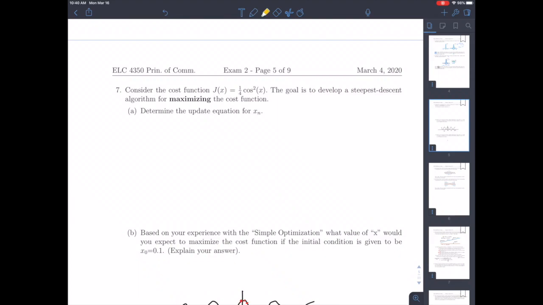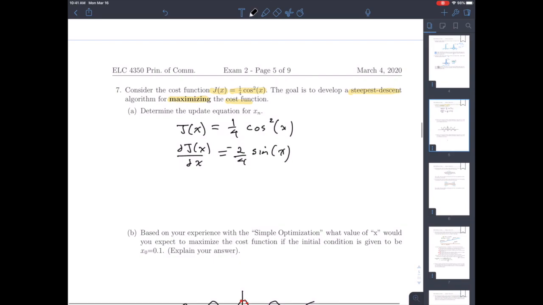Okay, in problem 7 on the exam, we were considering a cost function, J of x, equal to 1/4 cosine squared of x. Our goal is to develop a steepest descent, I guess it would be ascent in this particular case, because we are maximizing the cost function. The way we start these, as we've done many times in class, is we look at the cost function and take the derivative. So dJ(x)/dx is 2/4, the derivative of cosine is minus sine of x, and the inside derivative is 1.